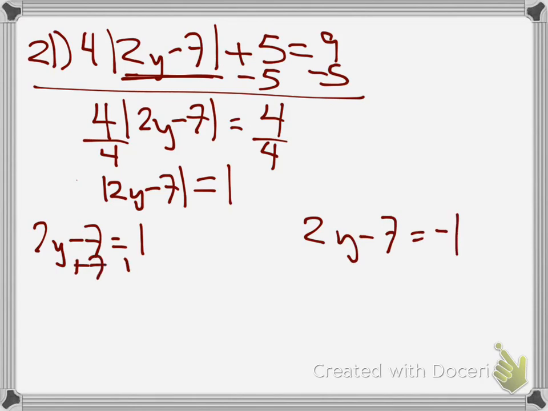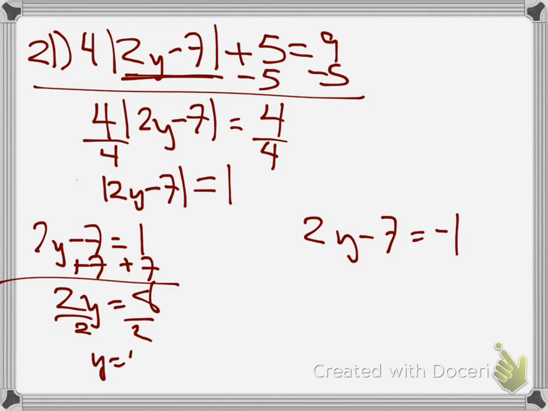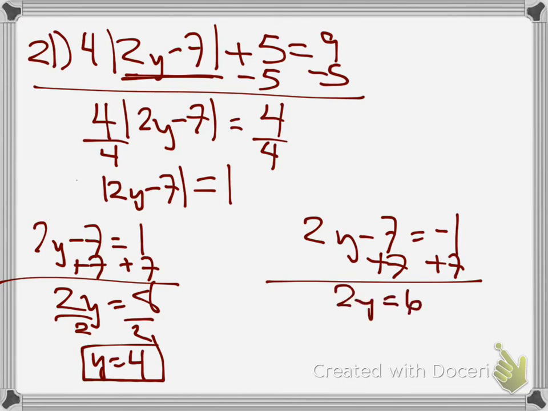Add 7, 2y is equal to 8, divide by 2, and y is equal to 4. Here add 7, 2y is equal to 6, divide by 2, and y is equal to 3. Okay, so I plug those in there, and if I check them, 2 times 4 is 8, minus 7 is 1, and 4 plus 5, that one checks out. With 3, you get -1, becomes 1, 4 plus 5, so they both check out, you're fine.